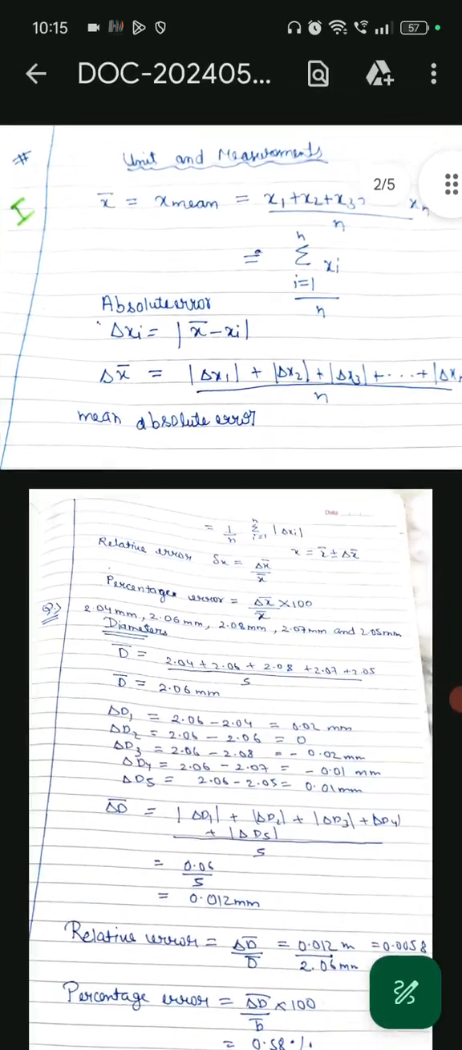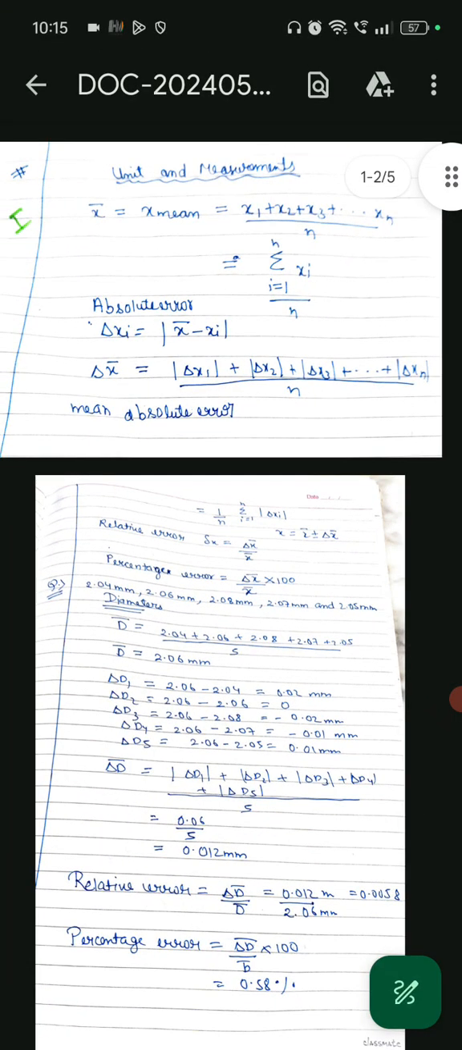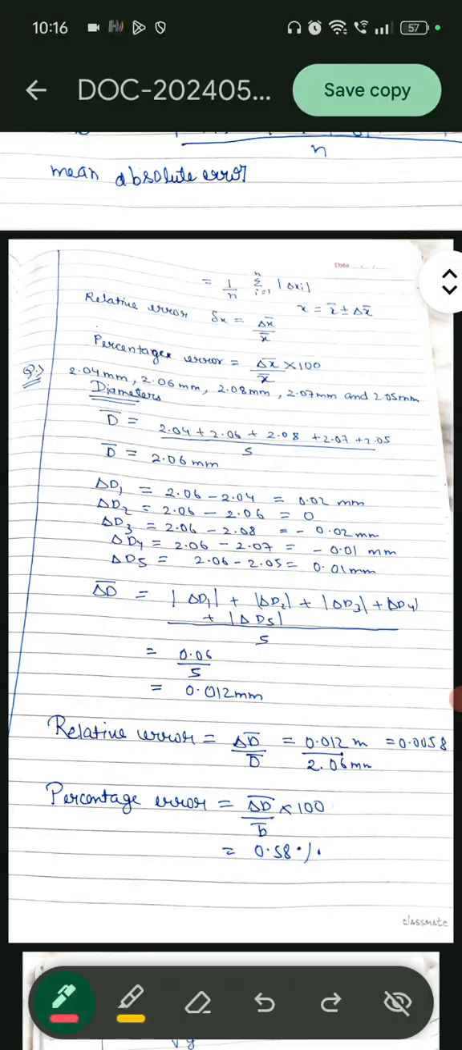Here you have to find, first of all, the mean. What is the mean? Mean is the sum of the observations divided by the total number of observations. Okay, so let me show you.